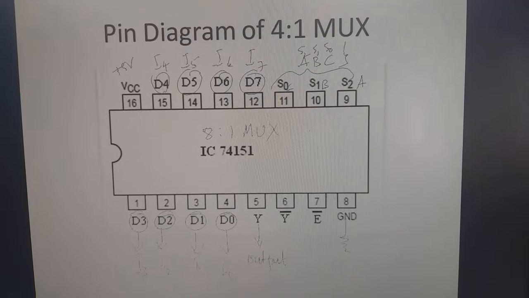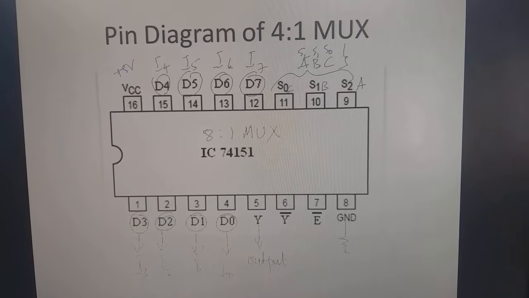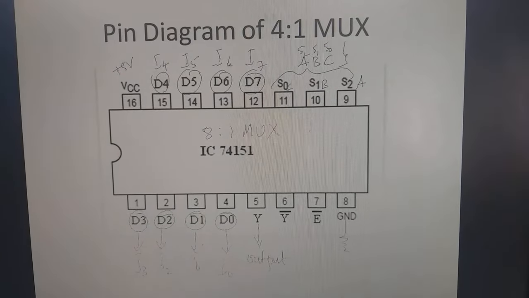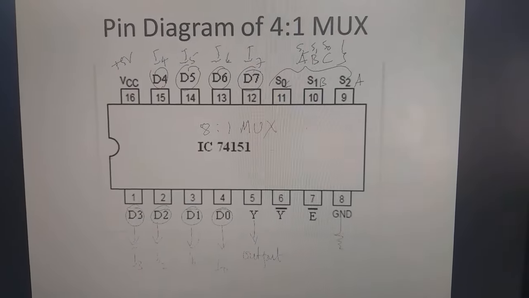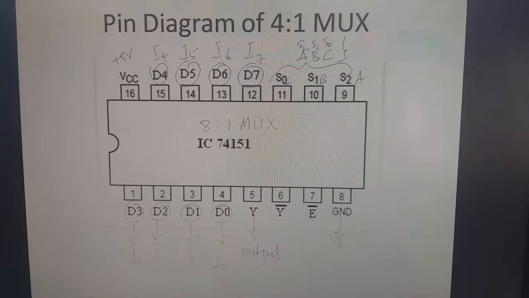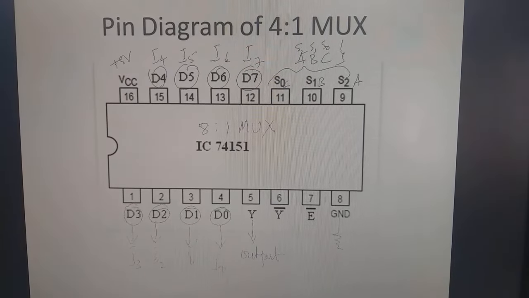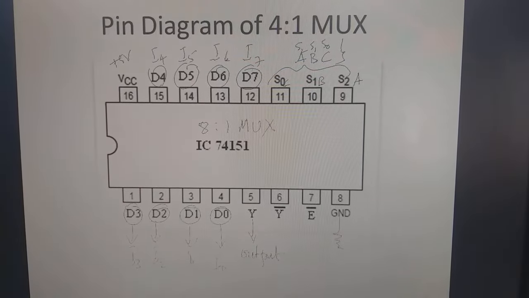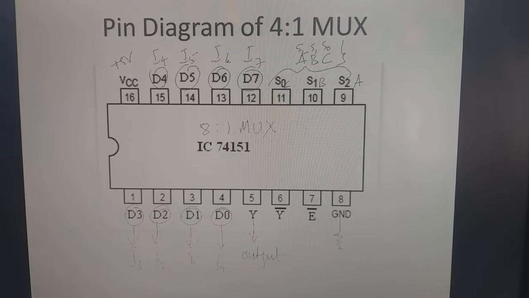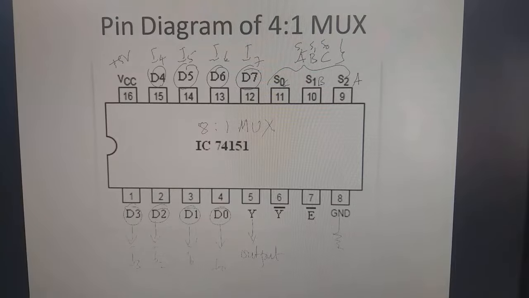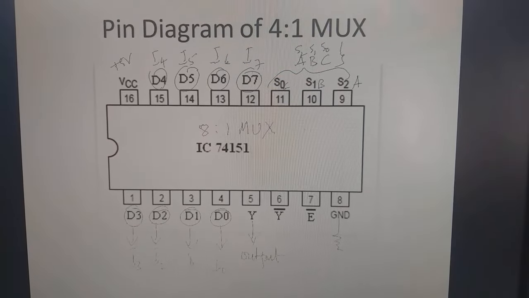D0 to D7 should be given as input at the pins 4, 3, 2, 1, that is D0, D1, D2, D3, and 15th pin to 12th pin, I4, I5, I6 and I7. So, connections are to be made. Okay, and the output is pin number 5. Pin 5 should be connected to the output.